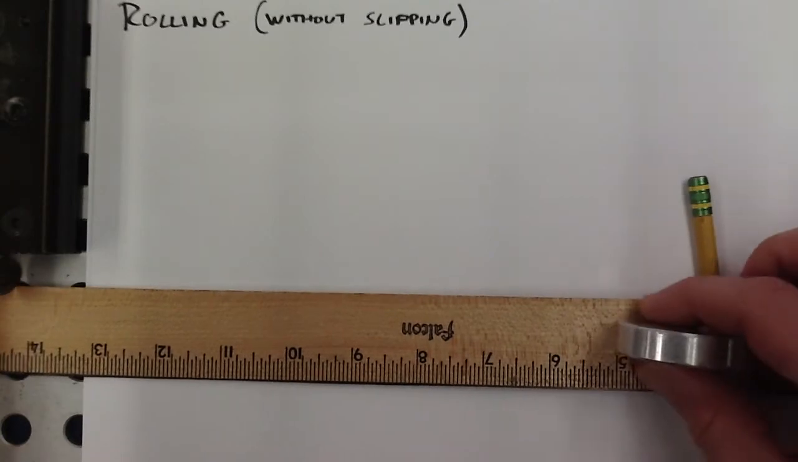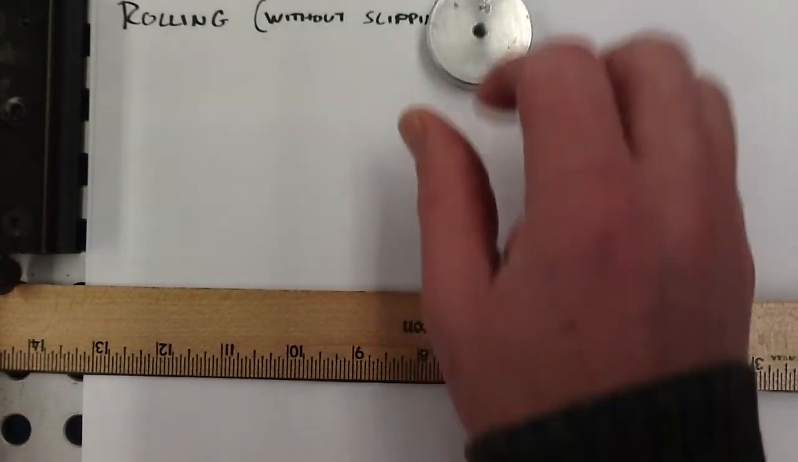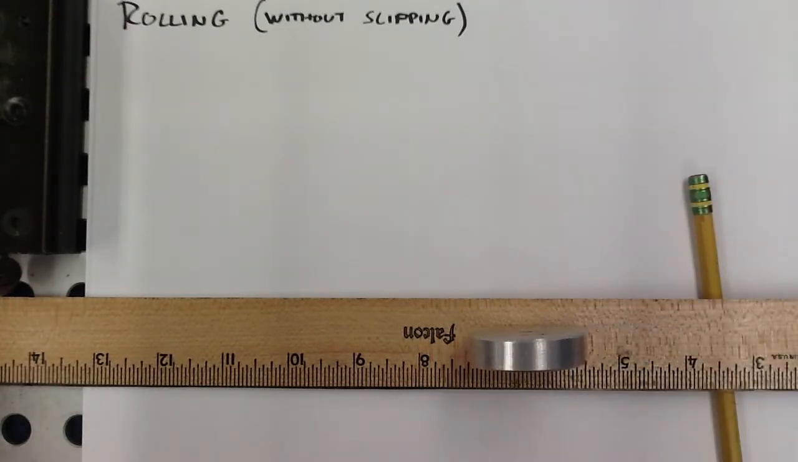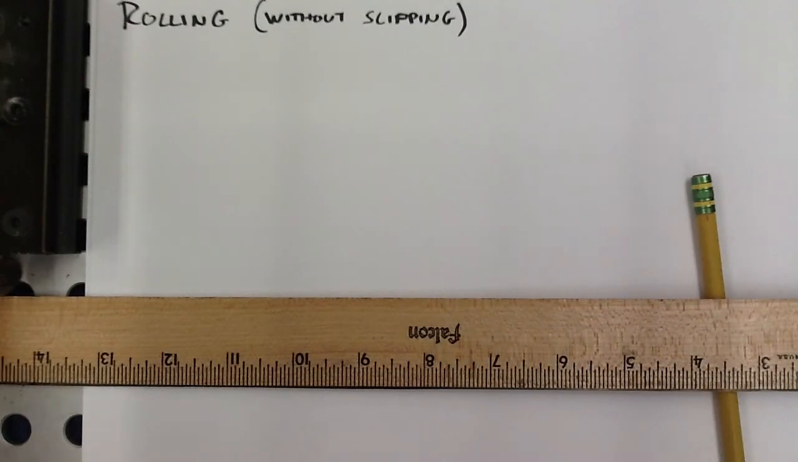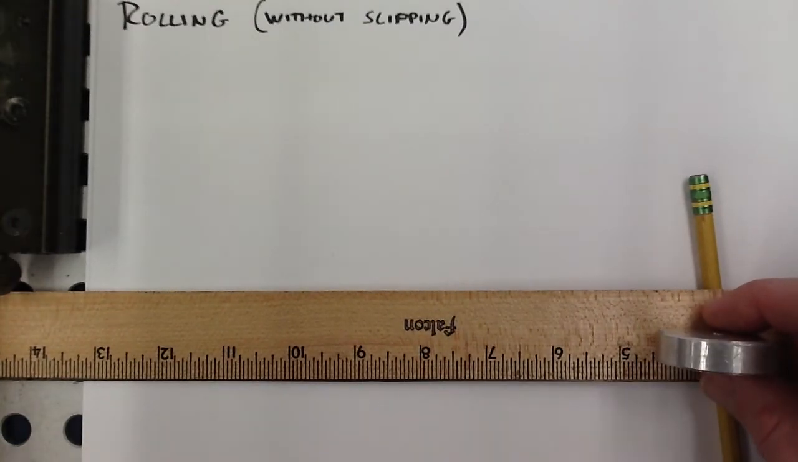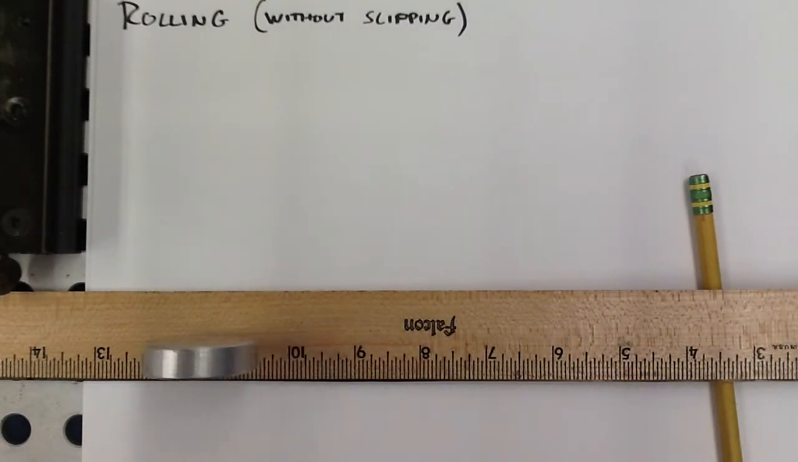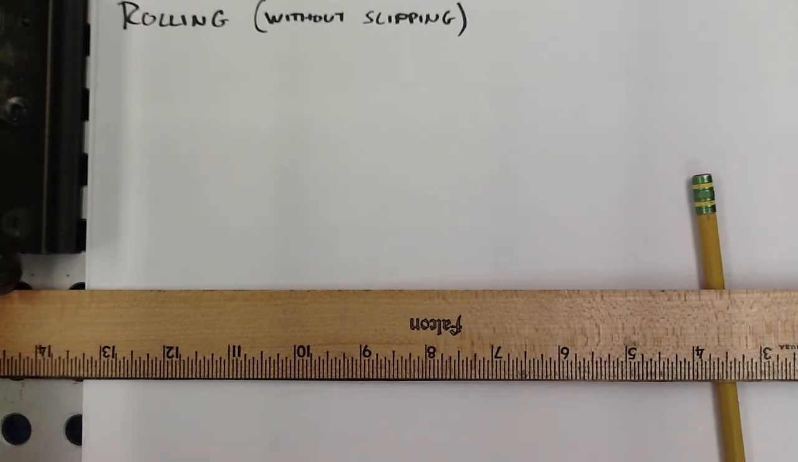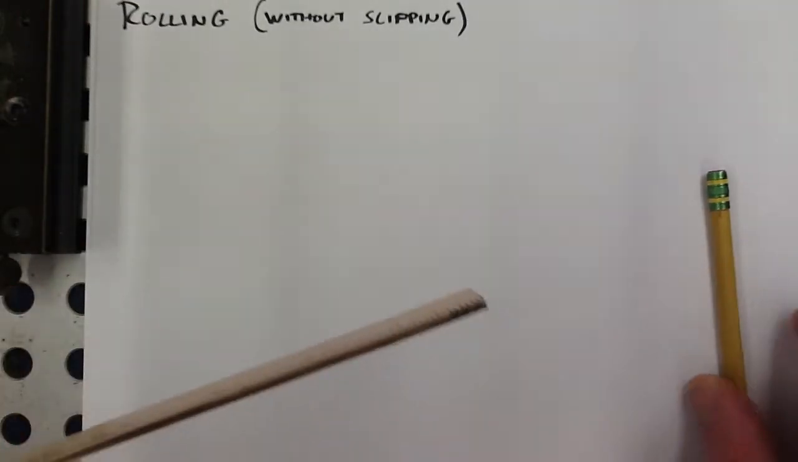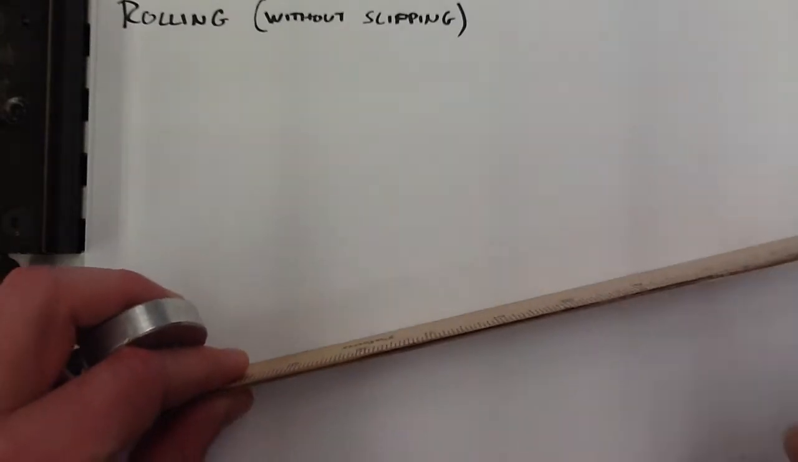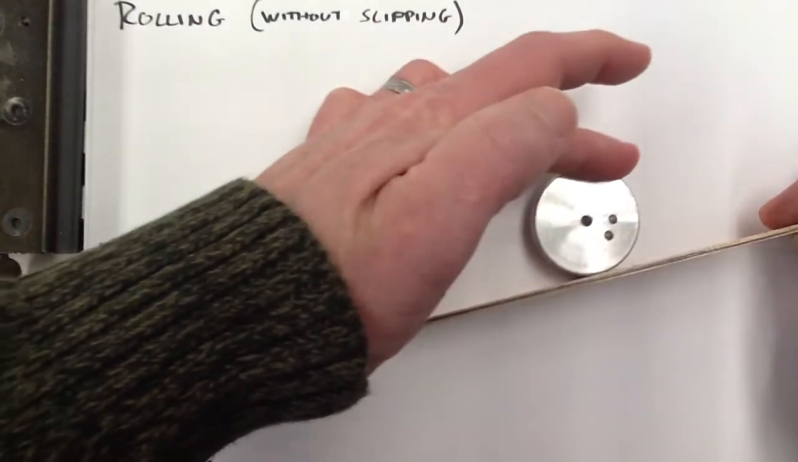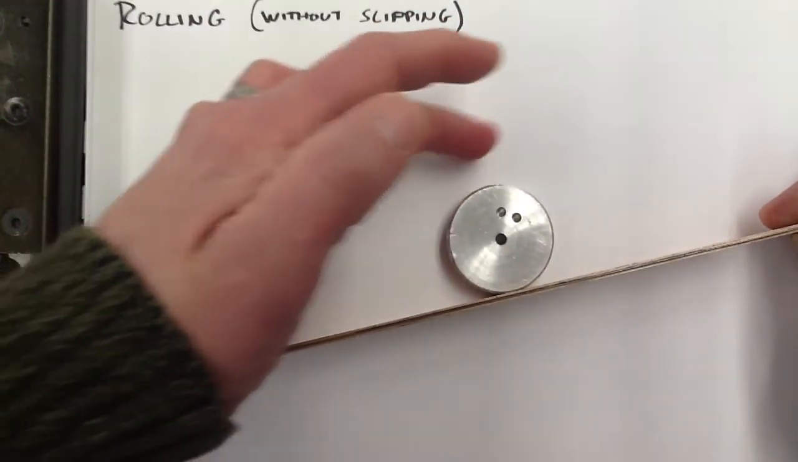But it's enough that if I release this, it goes on rolling down that little ramp that I made. It's not steep enough for it to slip. So the first thing that we need to understand is something that I think is just a little bit counterintuitive. How is it possible for this to roll without slipping?